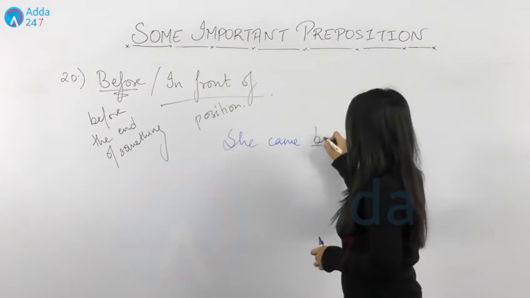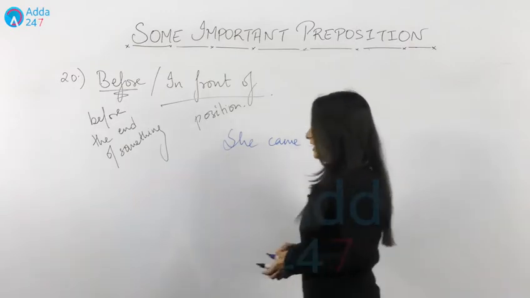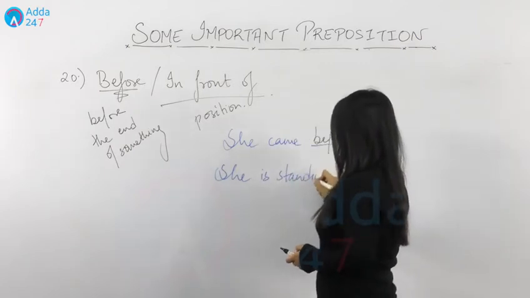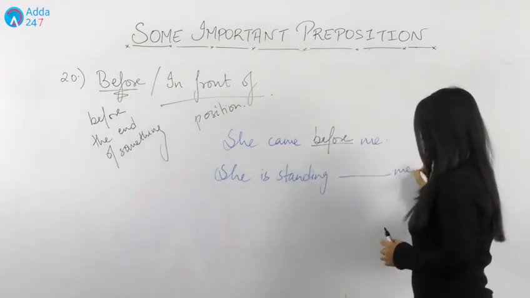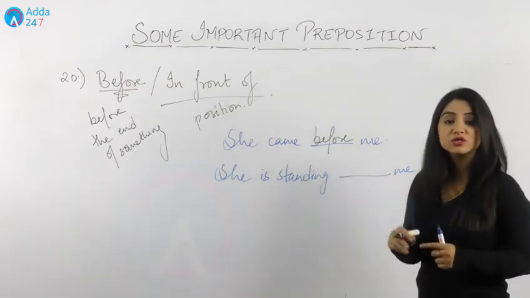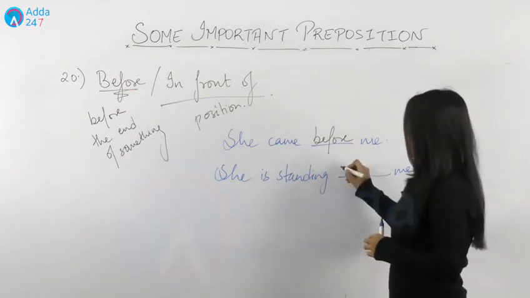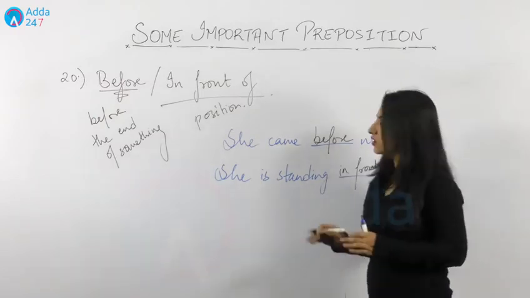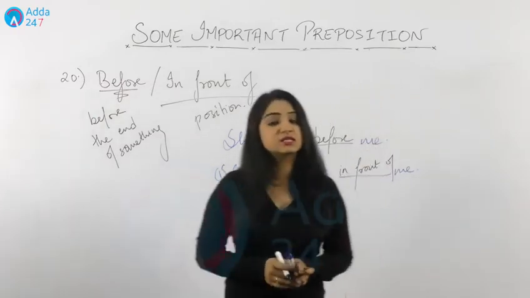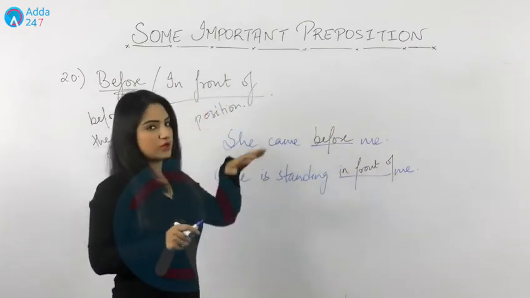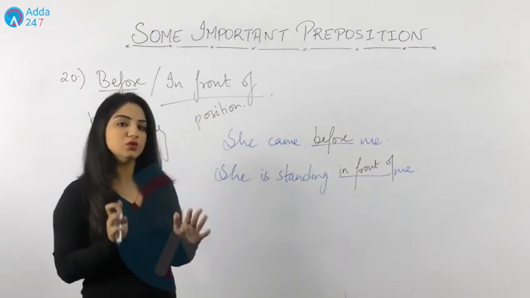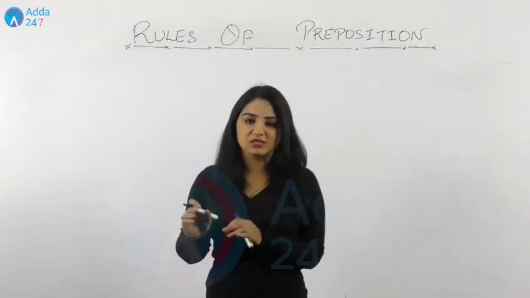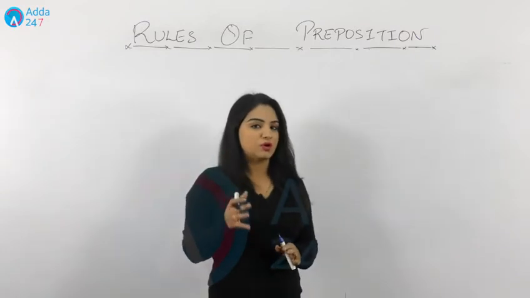She came before me. And if I say, she is standing dash me, so where is she standing? This shows the positional relationship. She is standing in front of me. So whenever you have such sentences which have before or in front of, this is the difference between the two words. So let's begin with the rules of prepositions after we have studied some important prepositions.